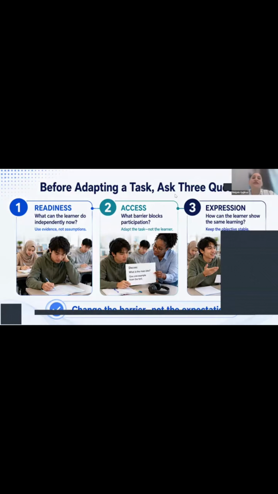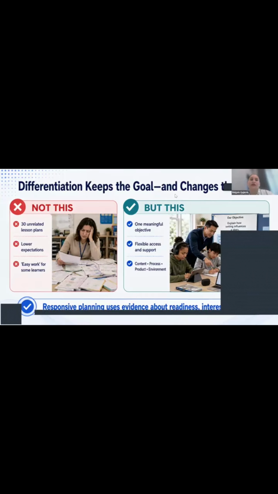The third question is about expression. How can the learner demonstrate the same learning? Sometimes we confuse difficulty with inability because we allow learners only one way to respond. For example, imagine that the objective is to use target vocabulary accurately. One learner might demonstrate this through a paragraph. Another might record an audio response.